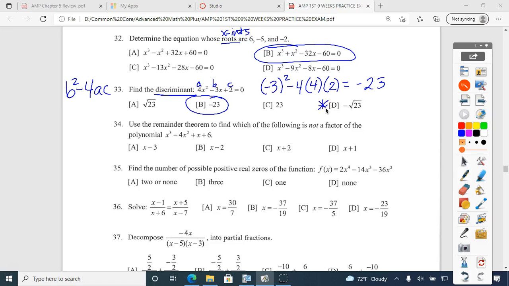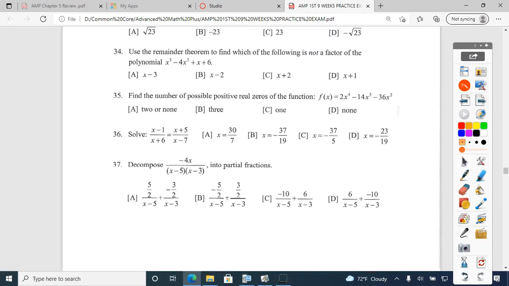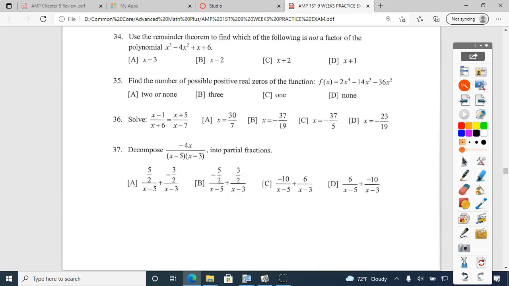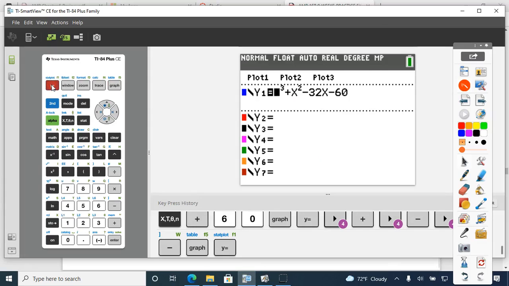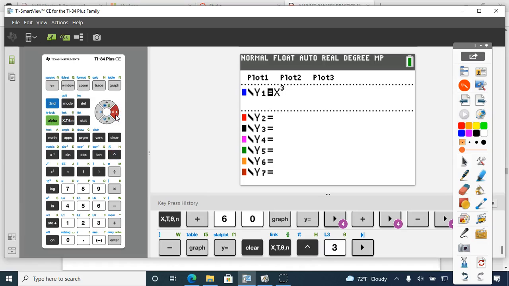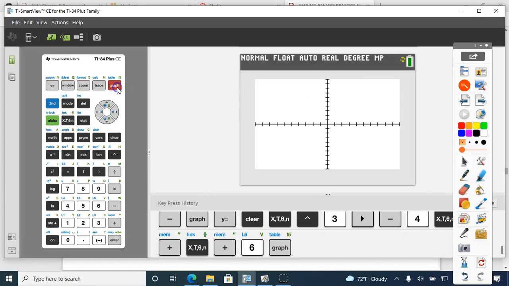34 says use the remainder theorem to find out which of the following is not a factor of the polynomial, okay? So what we're going to do is we're going to graph it again, okay? Remember, we're finding the one that's not a factor. So we're going to graph this on our calculator, and we're going to change that to x cubed minus 4x squared plus x plus 6. We're going to graph it.